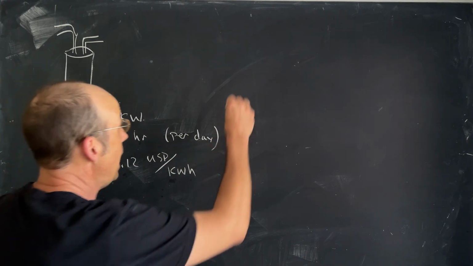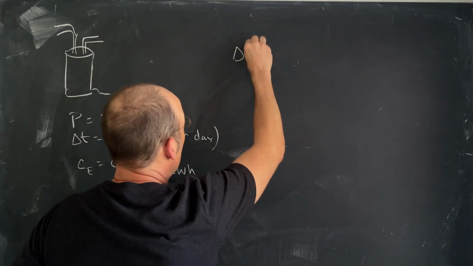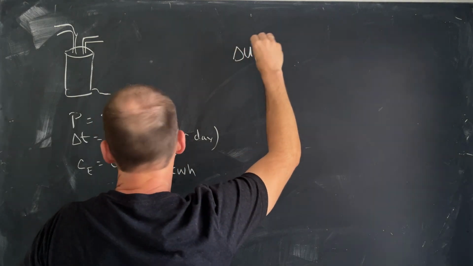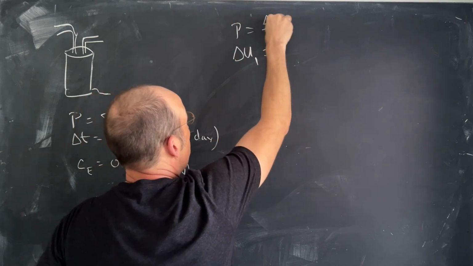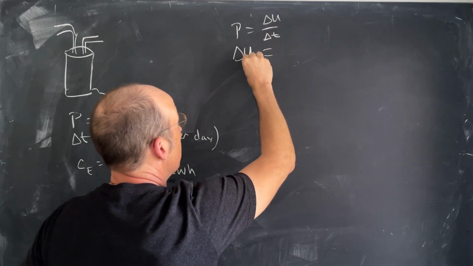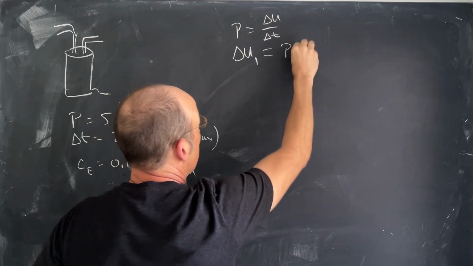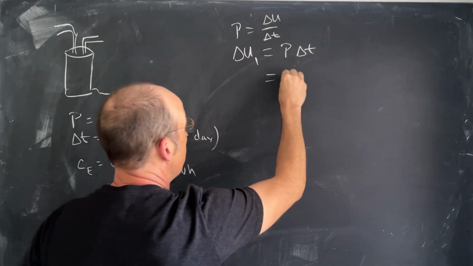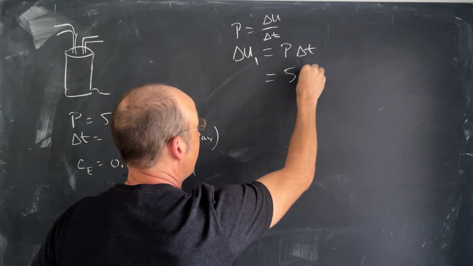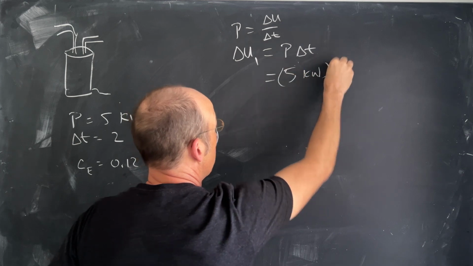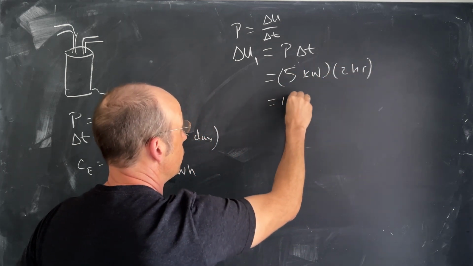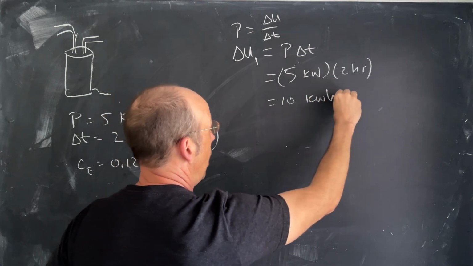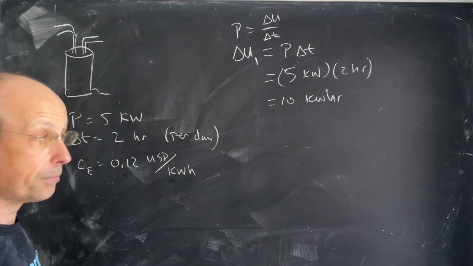Okay, so for 1 day, so delta U1, this is for 1 day. It's going to be, remember, power is the change in energy per time. So the change in energy is going to be power times the change in time. So this is going to be 5 kilowatts times 2 hours. So every day I'm going to use 10 kilowatt hours of energy.